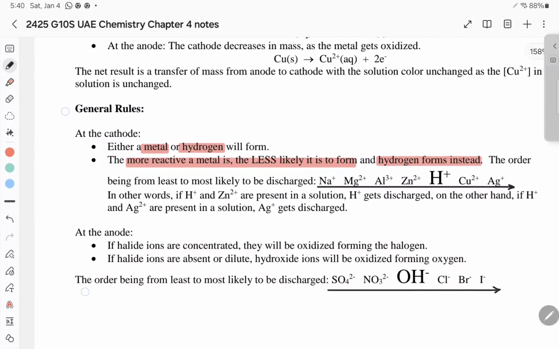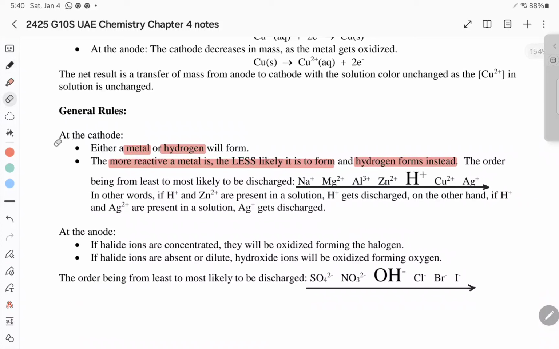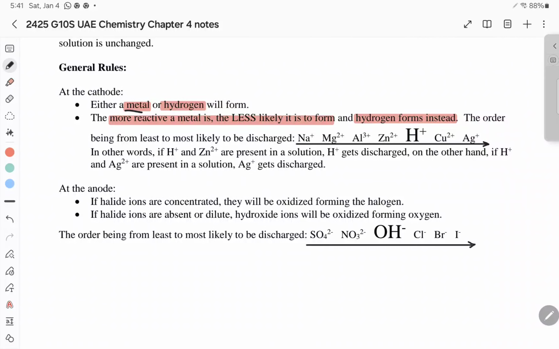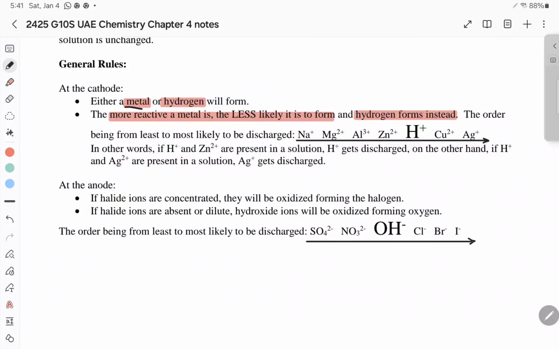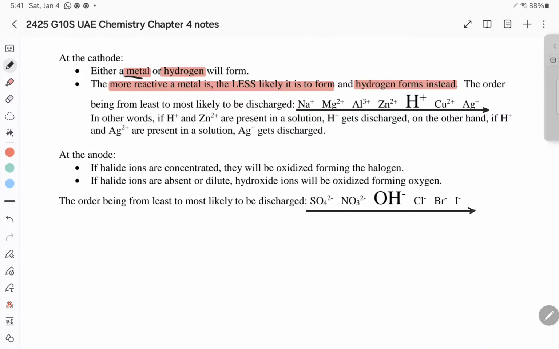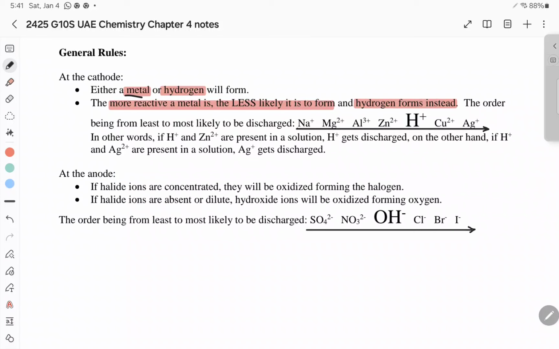So now here are some general rules you need to memorize. That at the cathode, always, you'll either have a metal or hydrogen forming, and the more reactive the metal, the less likely it is to form, and the hydrogen will form instead. For this, you need to memorize these two reactivity chain orders. So if you have H plus and Zn present, the H plus is going to displace the Zn. It's going to form in the solution.